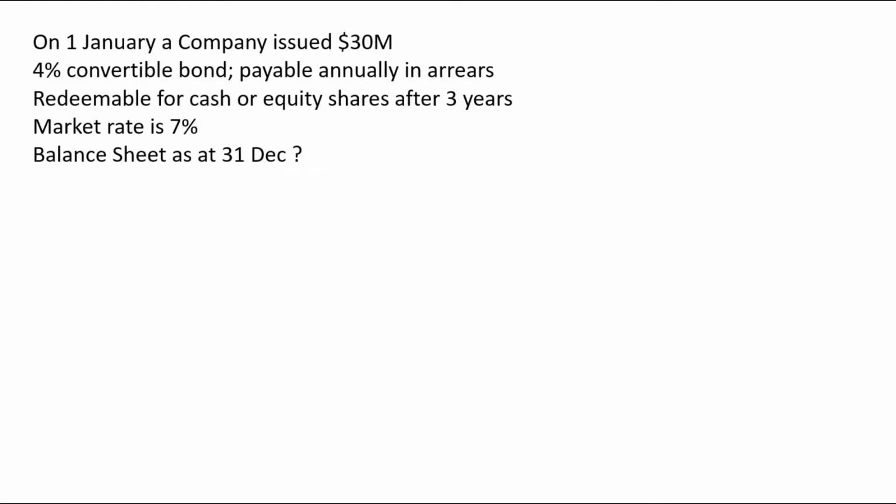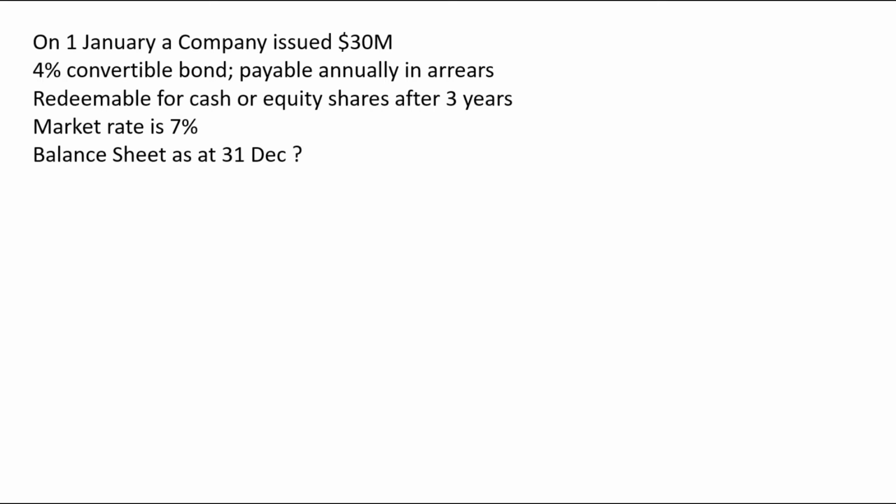A company issued $30 million of 4% convertible bond at par on 1st of January. The bond is redeemable for cash or convertible into equity shares 3 years later at maturity. The market rate is 7%. We want to know what the balance sheet looks like after 1 year.